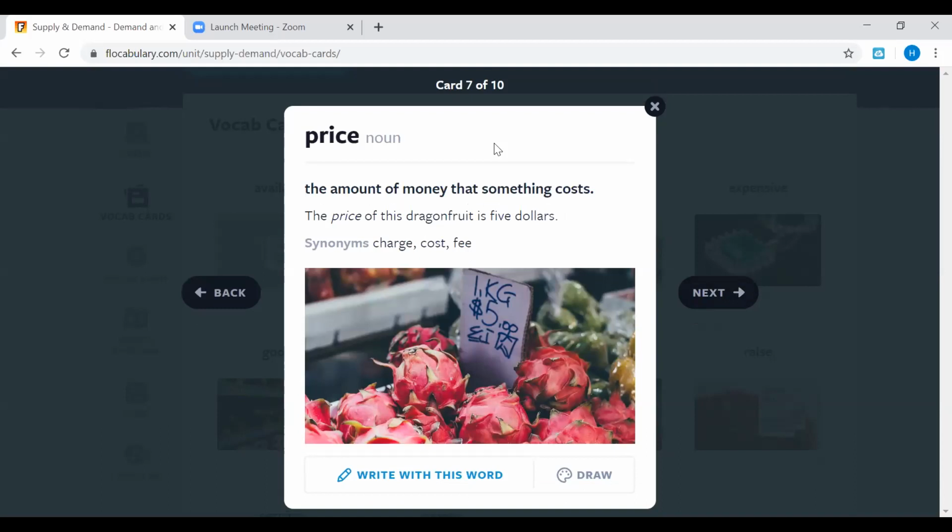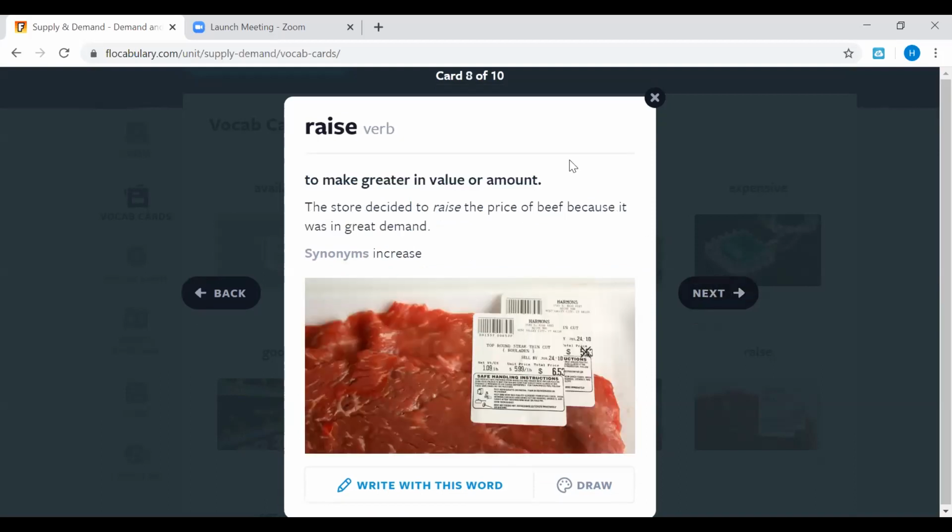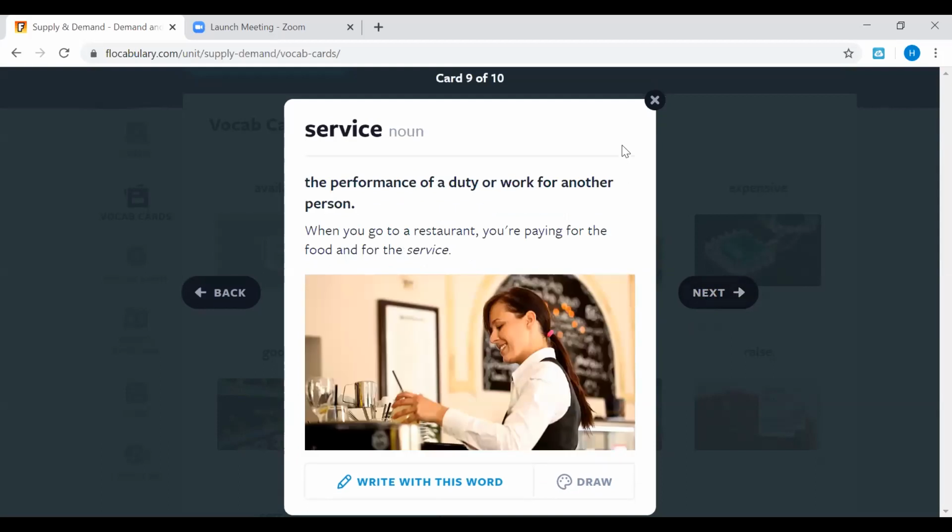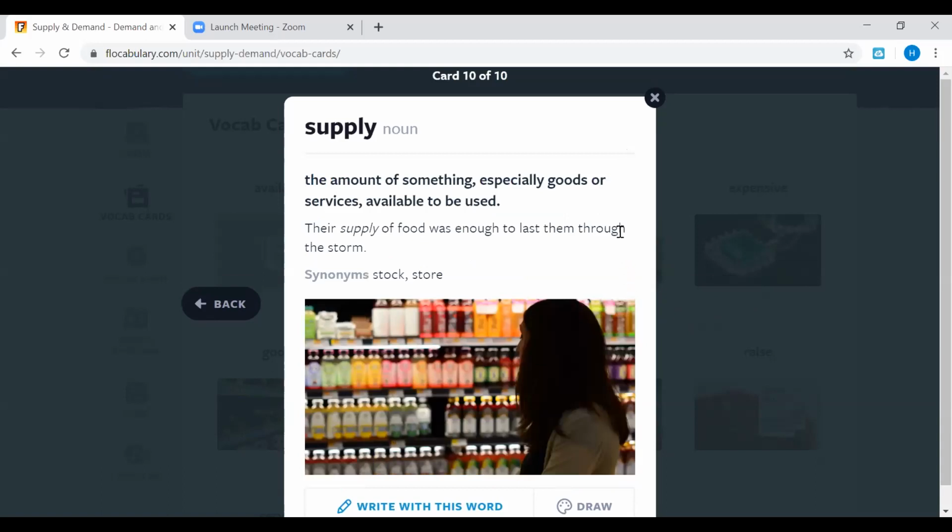Price, the amount of money that something costs. The price of this dragon fruit is $5. Raise, to make greater in value or amount. The store decided to raise the price of beef because it was in great demand. Service, the performance of a duty or work for another person. When you go to a restaurant, you're paying for the food and for the service. Supply, the amount of something, especially goods or services, available to be used. Their supply of food was enough to last them through the storm.